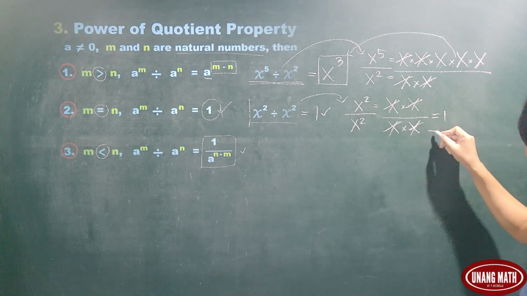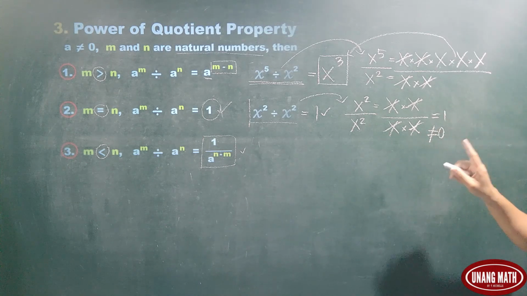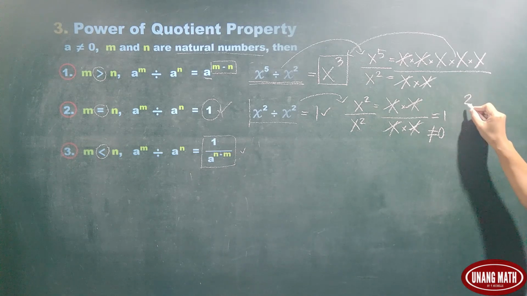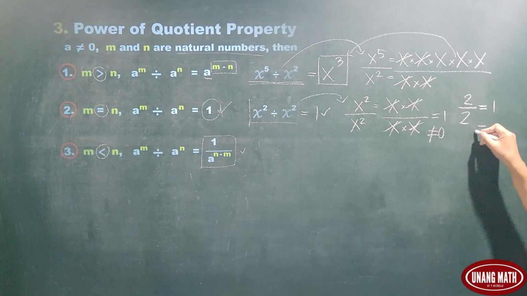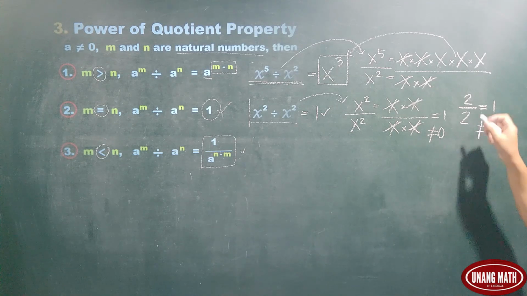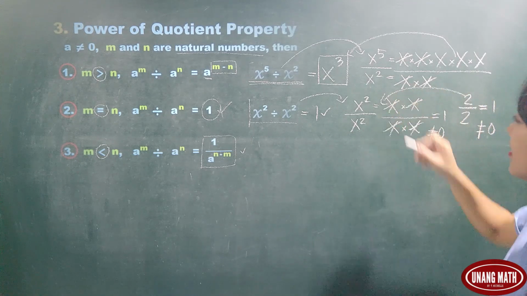Okay, take note, this is not equal to 0. Because if we have a fraction 2 over 2, 2 over 2 is equal to 1. This is not equal to 0. So this is just the same concept.